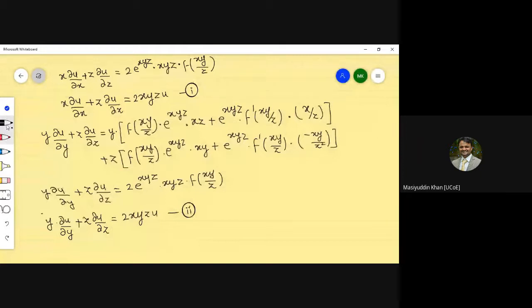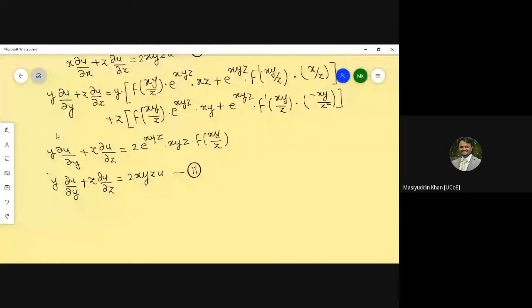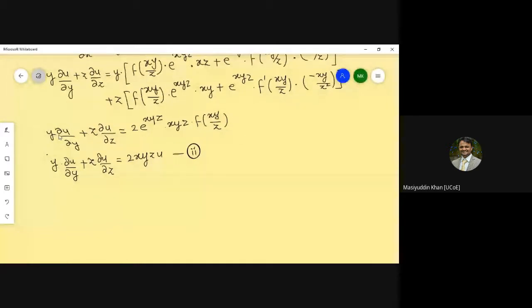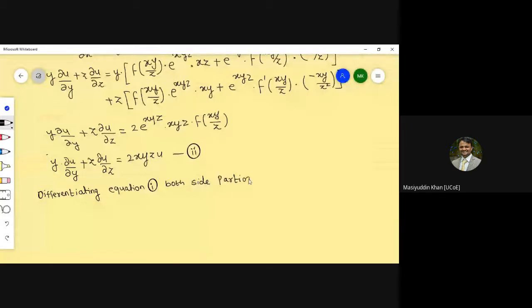For the verification we need, I have given the equations. Now I differentiate both sides here. So I'm writing here with respect to z. Differentiating equation 1 with respect to z, both sides partially, with respect to z. So just see equation number 1, which is above.